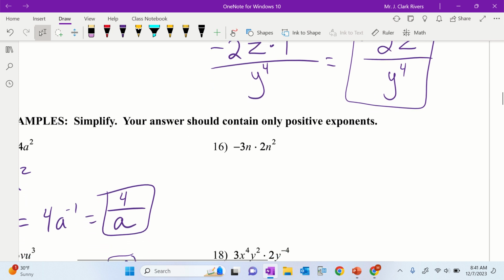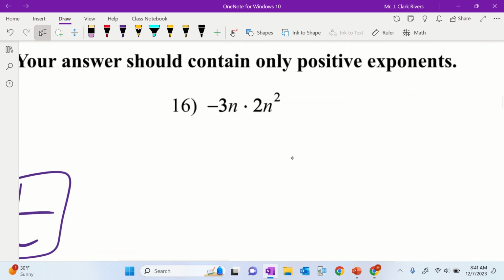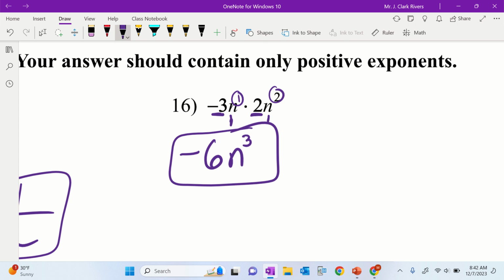16. Okay, now we can multiply this -3 and that 2. We're allowed to do that. -3 times 2 is -6. We can also multiply this n and this n squared. That's going to be n to the power of, think about that IXL we did where you're multiplying with the same exponential base. That's n to the power of 1. So you add the exponents. 1 plus 2 is n to the power of 3. And we're done. -6 n to the third.